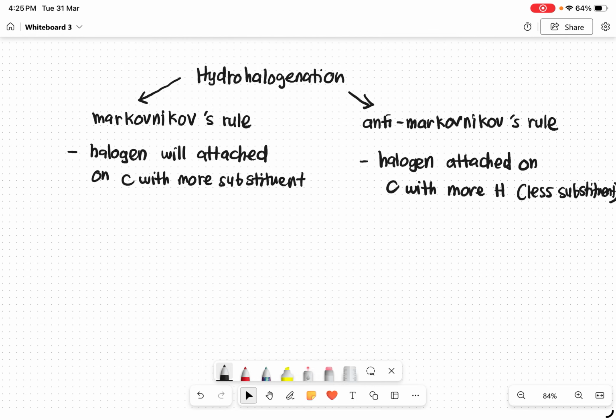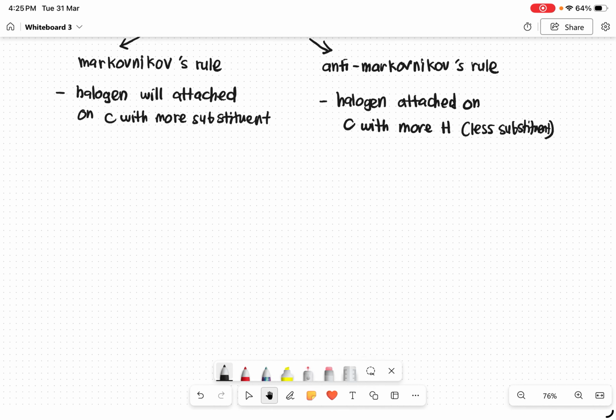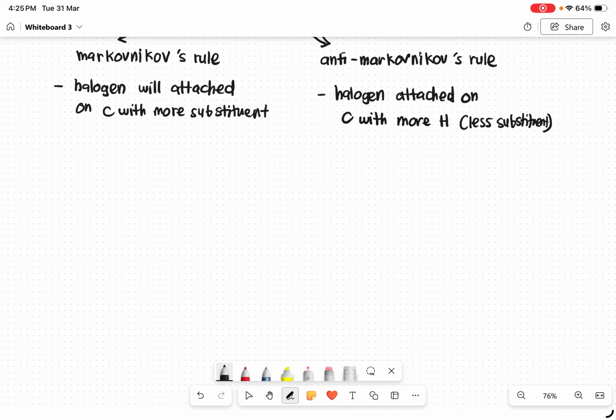Now we look at an example, whether it follows Markovnikov's or anti-Markovnikov's rule. We look at the first reaction. This is an alkene, with the double bond here, C double bond C, and then we have CH2, and CH3 attached like this. And then we have H.